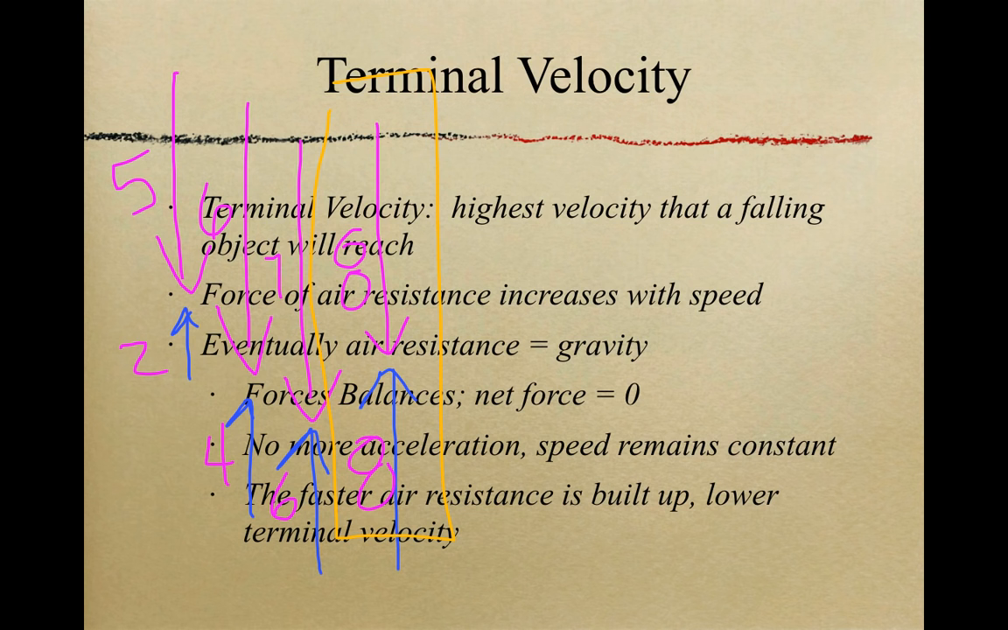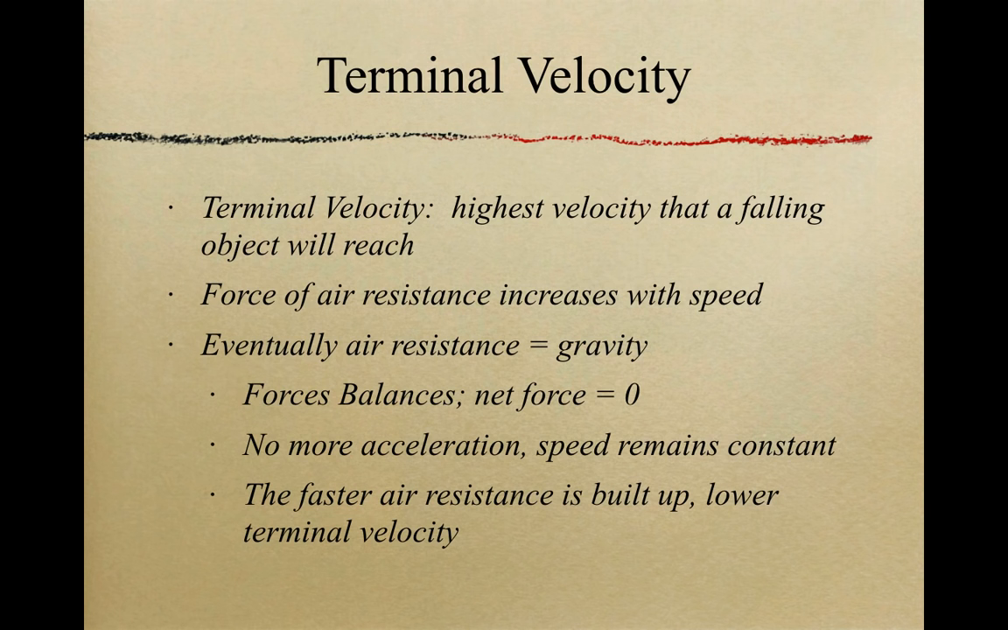The key here is that the faster air resistance is built up, the lower the terminal velocity is going to be. This really has to do with why we can jump out of an airplane with a parachute and land safely. Think about what that parachute does. It's going to increase our surface area. What does increasing our surface area do? It increases our air resistance. The faster we can build up that air resistance, the lower our terminal velocity. So we're able to fall at a slower rate and land safely.